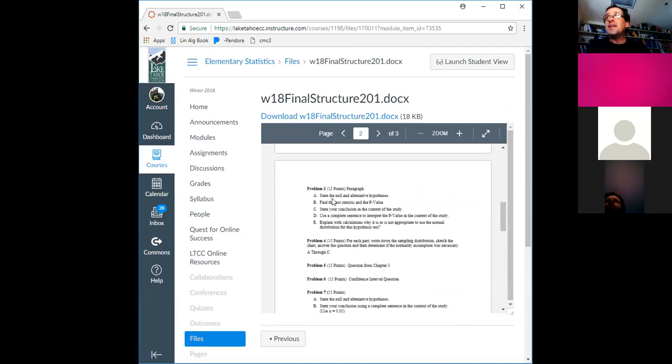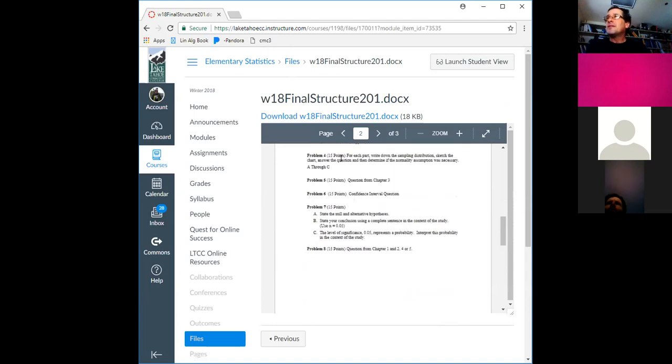Okay, question 3. You'll see: state the null and alternative hypotheses, find the test statistic, state your conclusion, interpret the p-value, and was it appropriate to use the normal distribution? So that's a hypothesis test question. Question 4 is: write down the sampling distribution, sketch the chart, answer the question, determine if the normality assumption was necessary. Where have you seen this problem before?